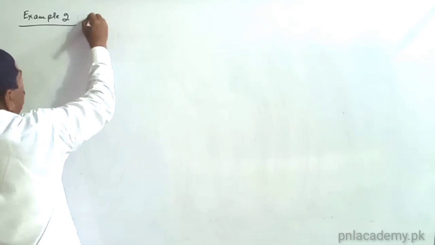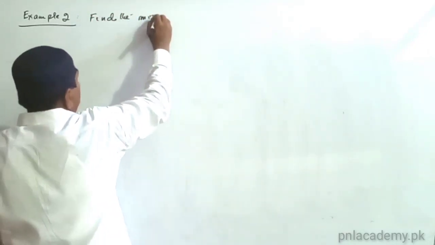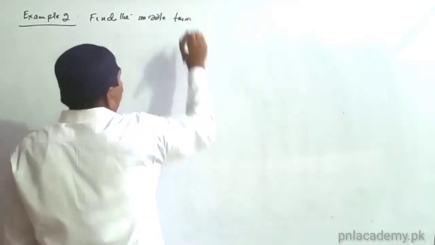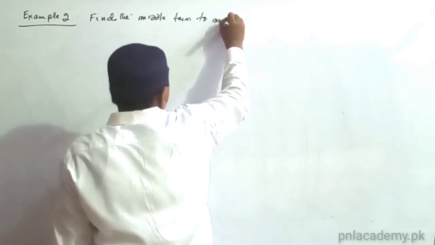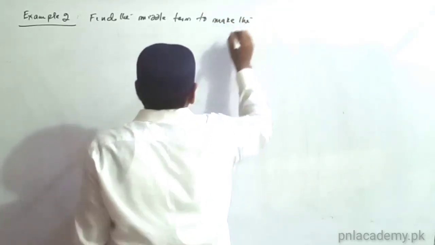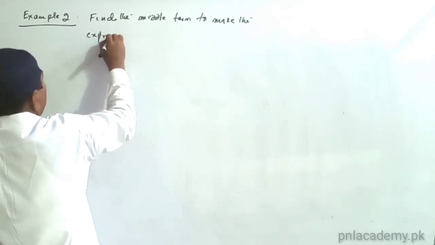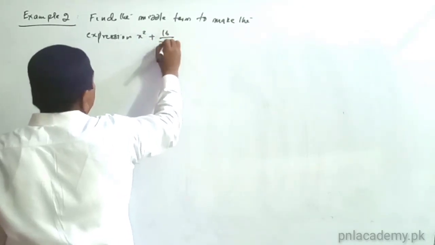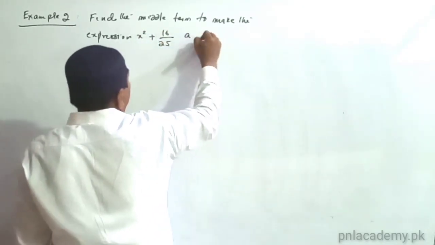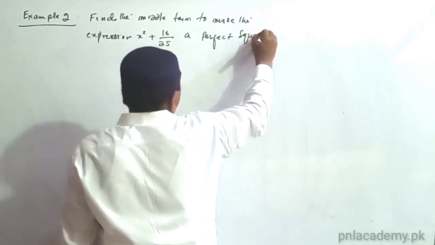Example 2. Find the middle term to make the expression x square plus 16 upon 25 a perfect square.